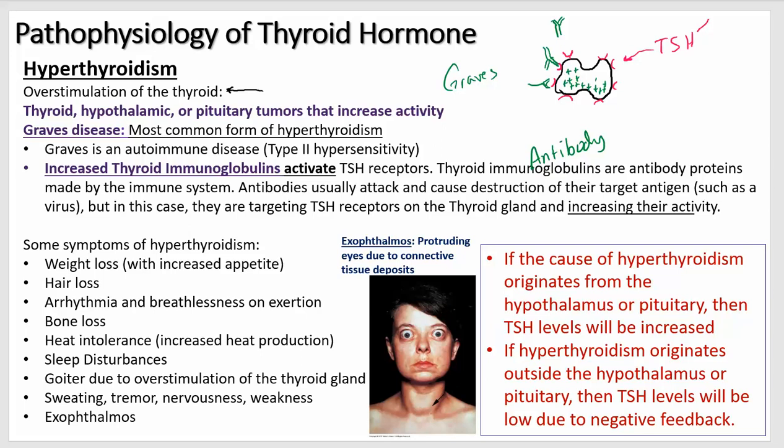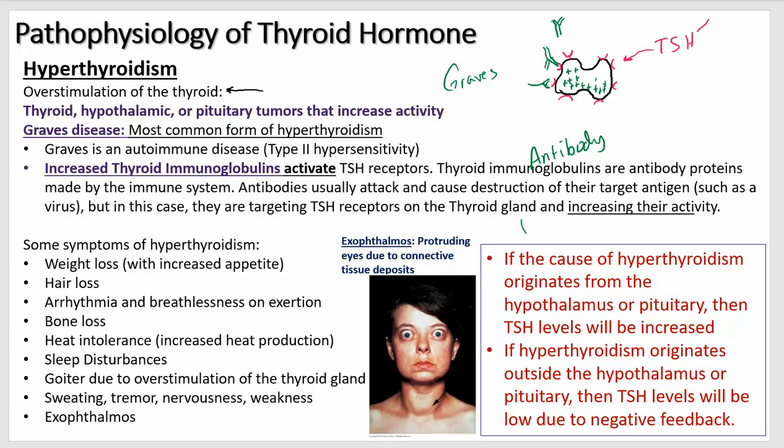Sleep disturbances, goiter due to overstimulation of the thyroid gland, sweating, tremor, nervousness, weakness, exophthalmos. Okay, so that's what we see here. This woman is not surprised. This is an increase in connective tissue behind and around the eyeballs that's pushing them out. So this is from excess thyroid hormone that's actually pushing these forward and causing that look, with the eyeballs kind of bulging out.